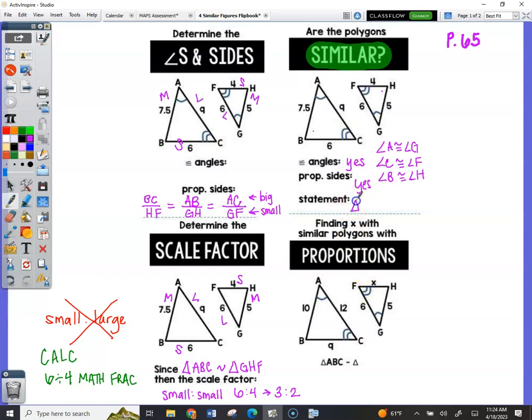So you can say triangle ABC is similar to triangle GHF. When you're checking for similarity between the shapes, you've got to check the corresponding angles, then you've got to check the sides. Okay?